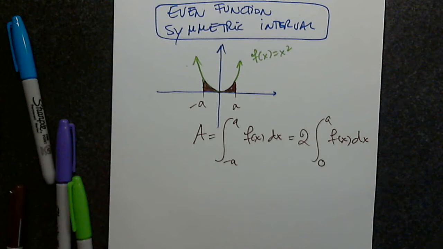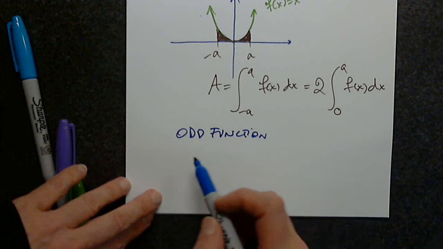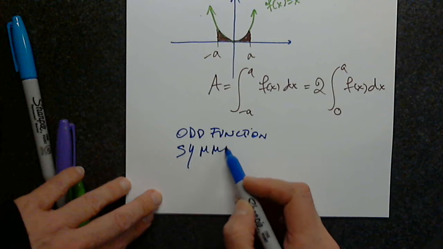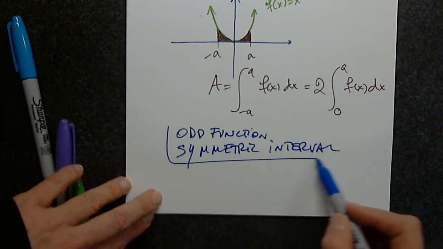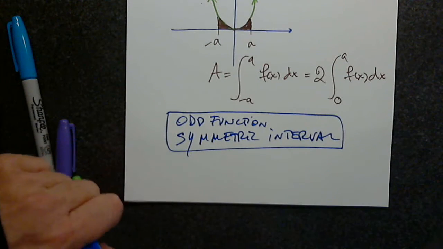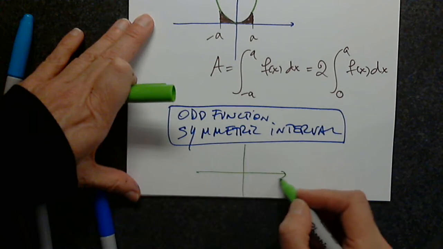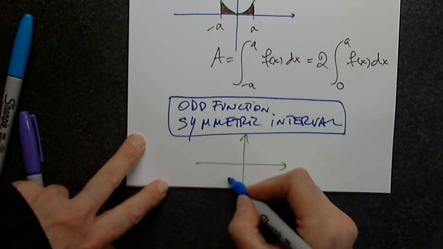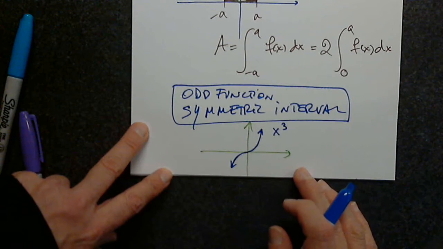Okay, the second combination is obviously odd function and what? Of course, and symmetric interval. Odd function and symmetric interval. So let's look at a graph. Can anyone give us an odd function? X cubed indeed. I completely agree with that. So this is x cubed. F of x equals x cubed.